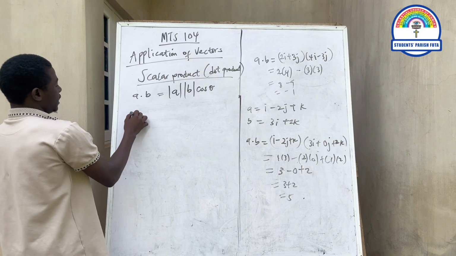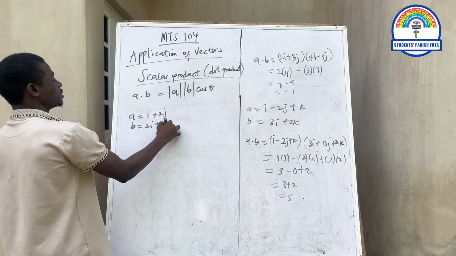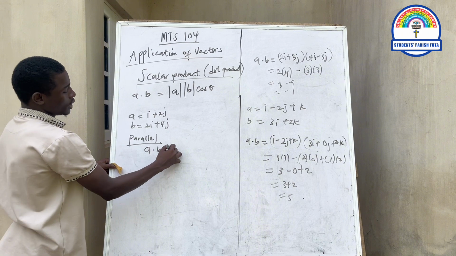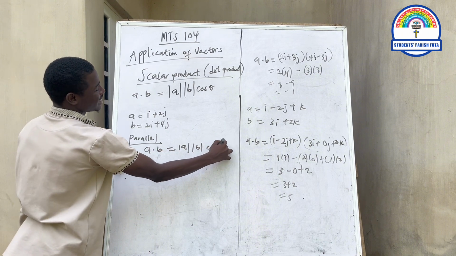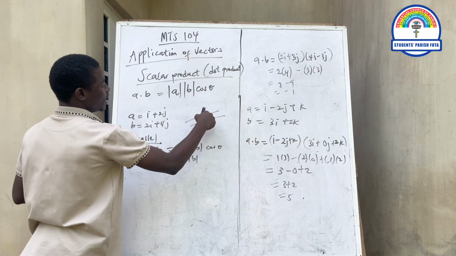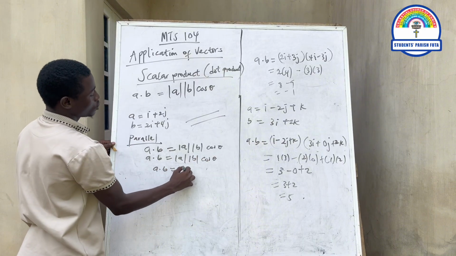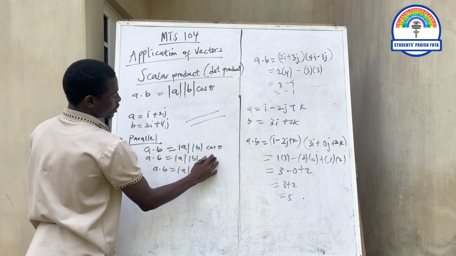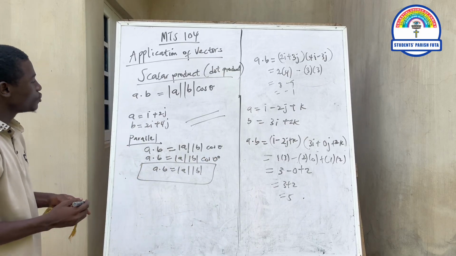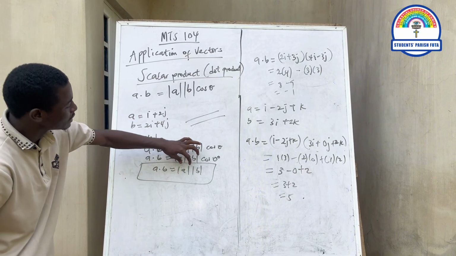Now let's assume you have A equals i plus 2j, and B equals 2i plus 4j. Let's look at the conditions for parallelism. If they are parallel, A dot B should be modulus of A times modulus of B times cos theta. When two lines are parallel, there is no angle between them. The angle between them is 0. So A dot B equals modulus A times modulus B times cos 0, and cos 0 gives you 1. So this is the condition for parallelism. If you have two vectors, to know if they are parallel, their scalar product should be the same as the product of their moduli.